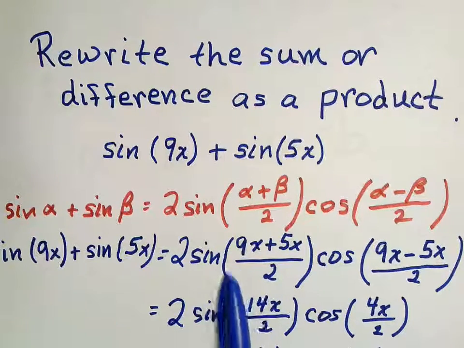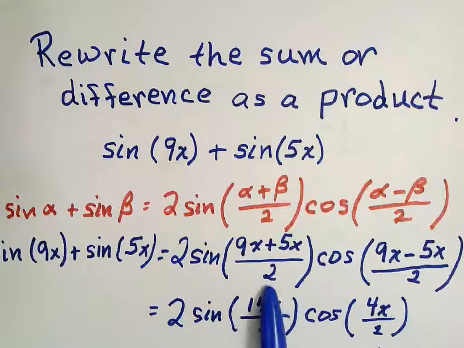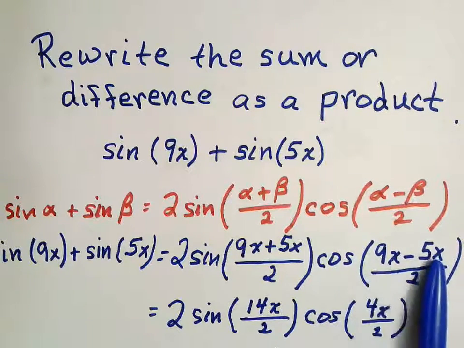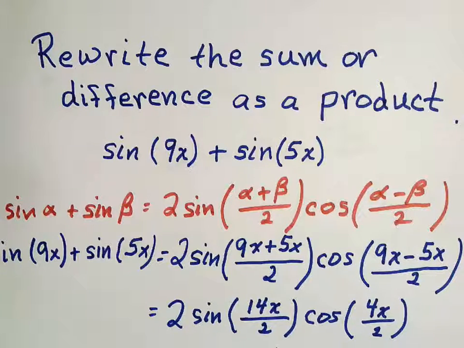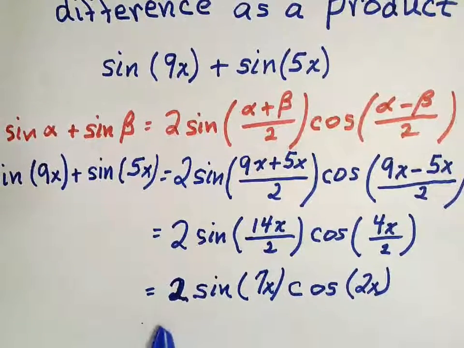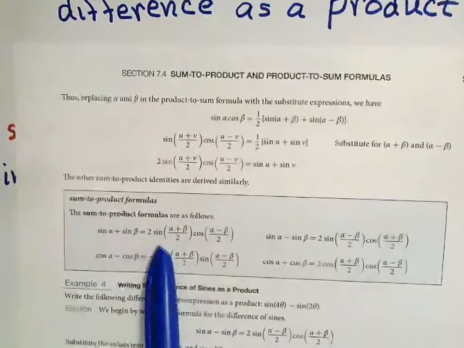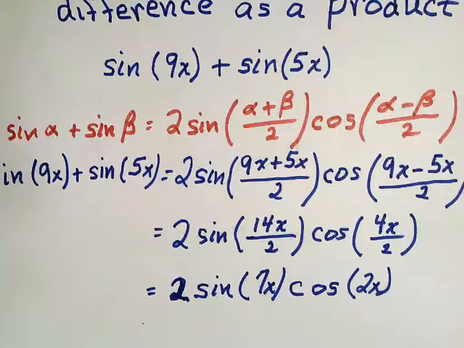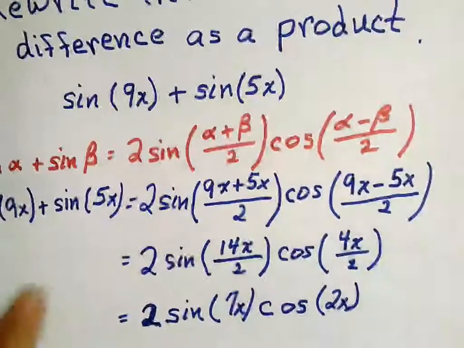So we're going to add the 9x plus the 5x and then divide by 2. We get 7x. We subtract the alpha minus beta. We get the 4x divided by 2, which is 2x. This is our answer. Well, let me move it down so you can see it. This is our answer: 2 times sine of 7x times the cosine of 2x, and we're through. So you see, it's just a matter of looking at your sum to product formulas and matching it up and then doing the substitution. Let's look at another example.